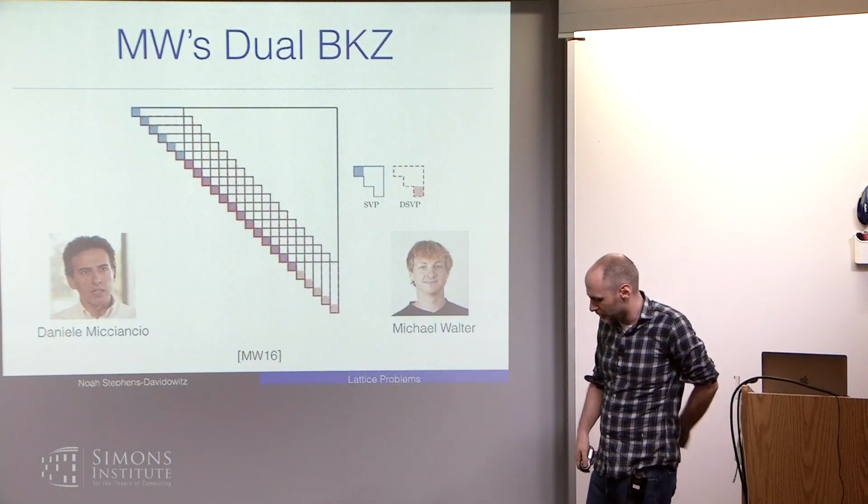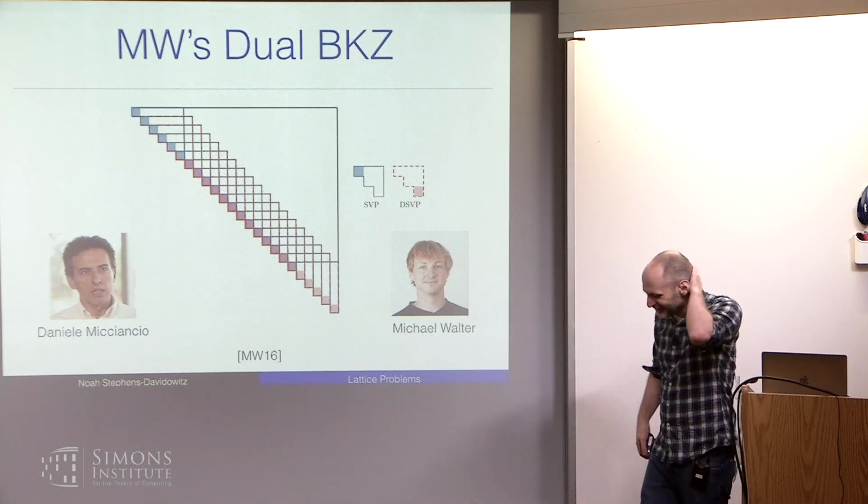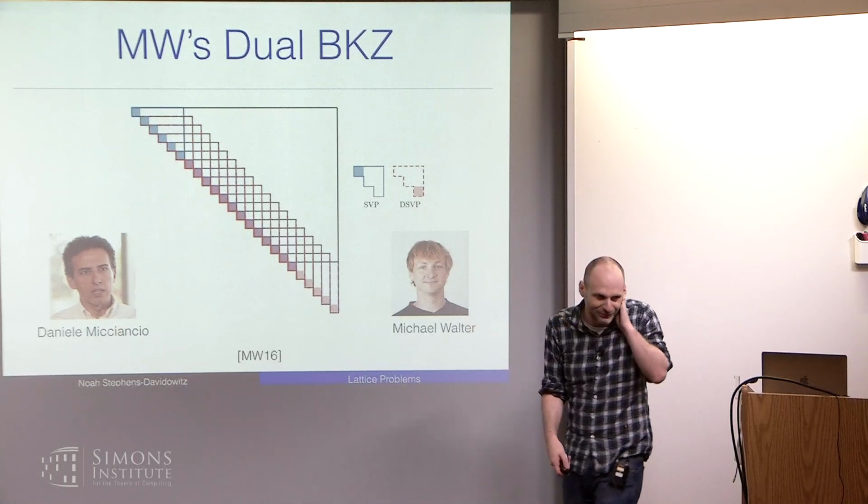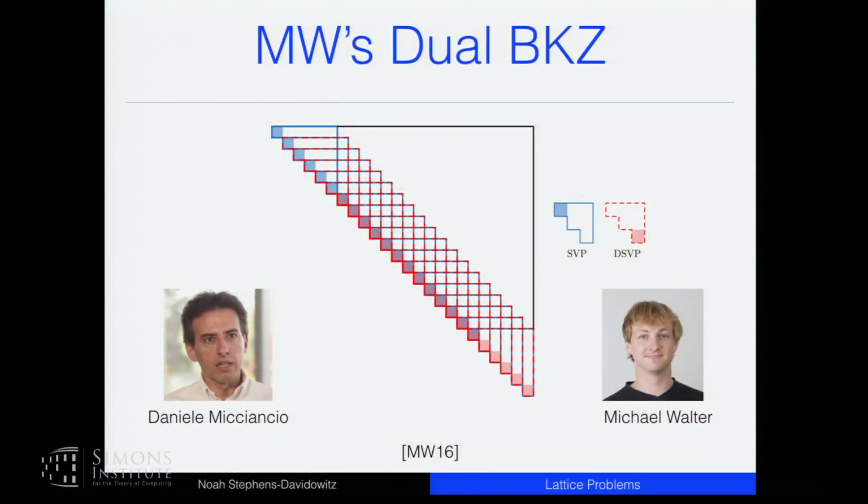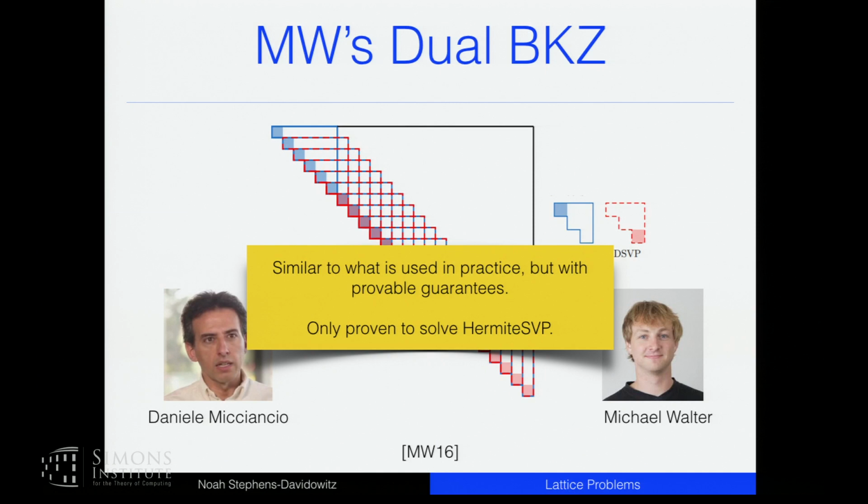There are a few other provably correct basis reduction algorithms. I just want to highlight one by Daniele and Michael, who are both here, which is the dual BKZ algorithm. It doesn't look so nice in this notation, but the idea behind their algorithm is just to SVP reduce and dual SVP reduce everything. This is a really nice algorithm because it's very similar to what's actually used in practice, both in performance and in what it's doing. The unfortunate thing is that it's only known to solve Hermite SVP, so it's only known to find a vector that's short relative to the determinant, not necessarily short relative to lambda 1.